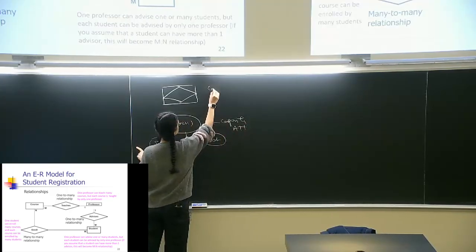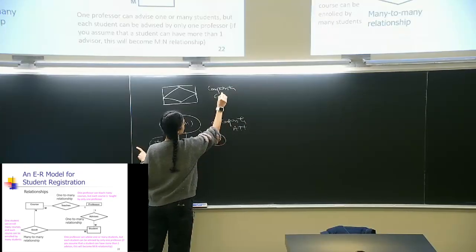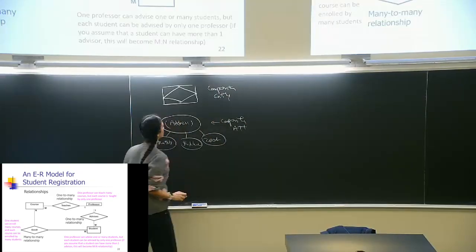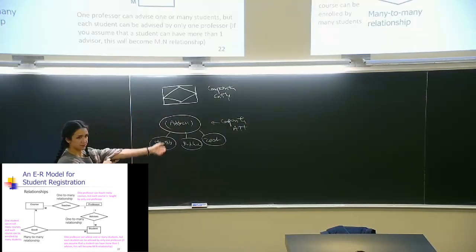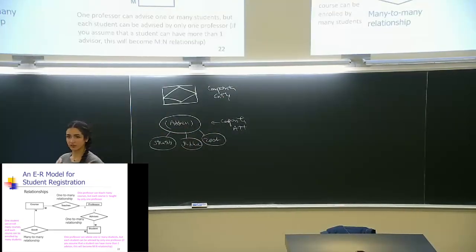And this is composite entity. We also call it associative entity. And this is entity, right? Representing an object, whereas this is an attribute representing characteristic or properties of that object.